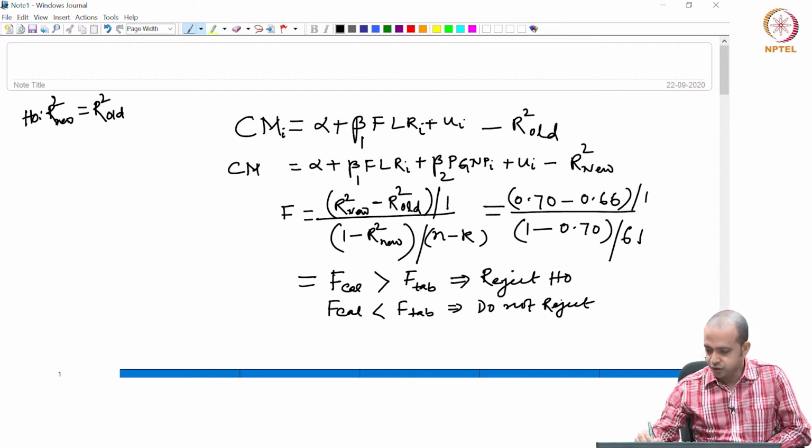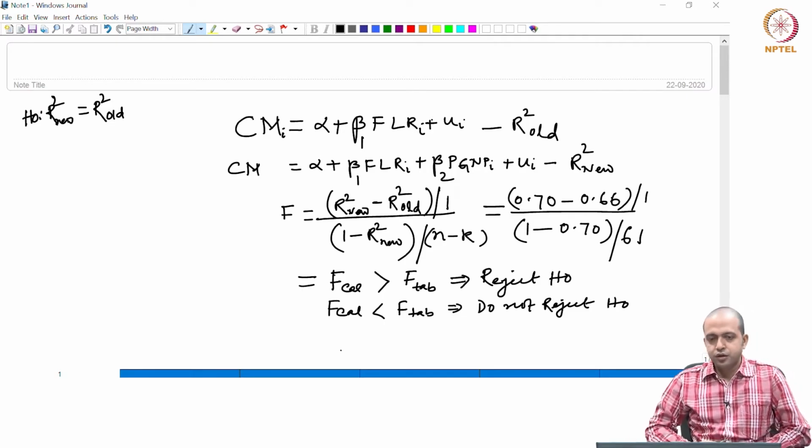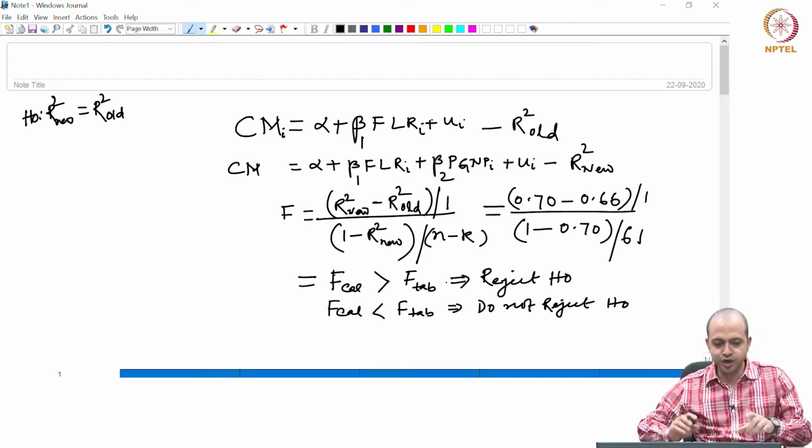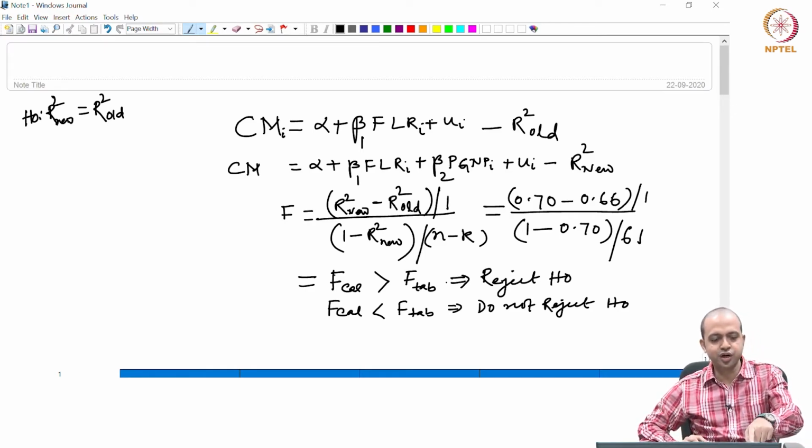Do not reject the null. This should be your decision. So, you have to calculate the F value and compare this with the tabulated one. This is how you can test the hypothesis whether R square new equals R square old.